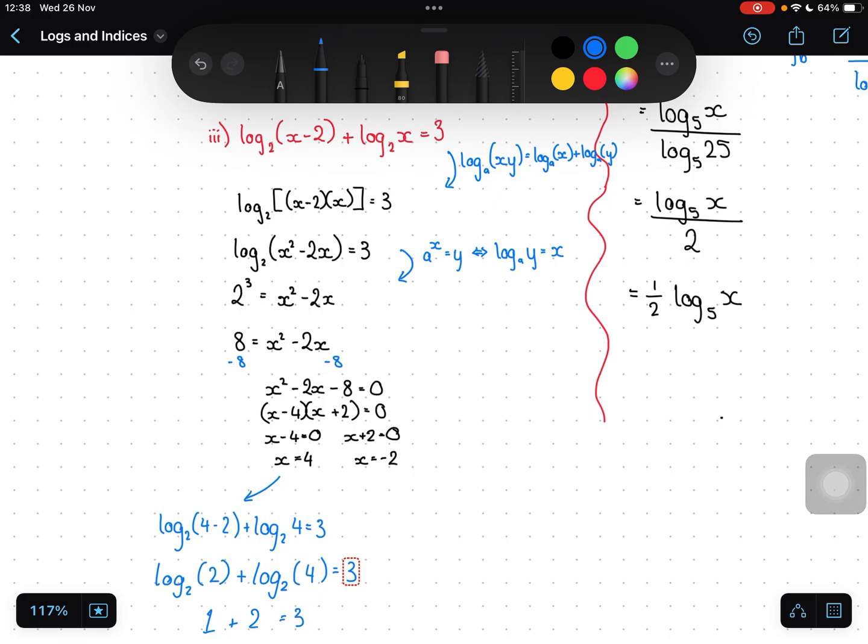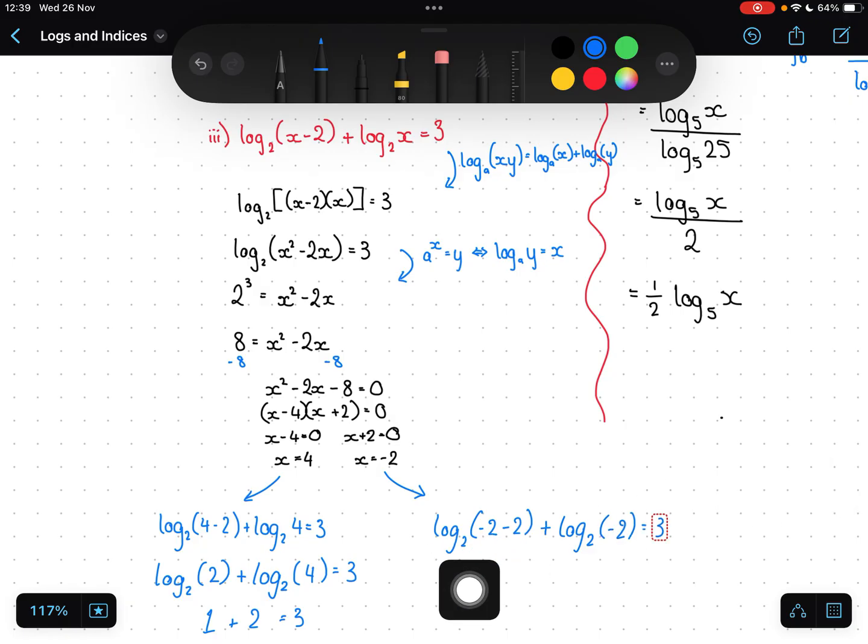Over here, if I try and sub in minus 2, I would get log with a base 2 of minus 2 minus 2, plus, I'm just going to finish, log with a base 2 of minus 2 is equal to 3. Now, is this possible? Can 2 to the power of something give me minus 4? 2 to the power of what could give me a minus? How many times do you need to multiply a plus together to get a minus? It's not possible. A plus by a plus is a plus.